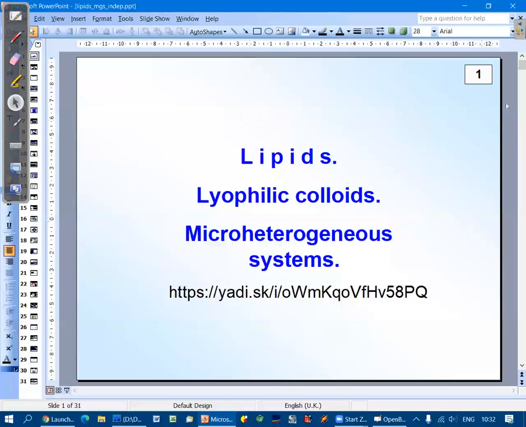So today we will consider one more class of polyfunctional compounds, lipids. And the second part of the lecture will be devoted to colloidal systems. Again, because lipids belong to surfactants. And I'll say a few words about colloidal particles that can be formed from such compounds.